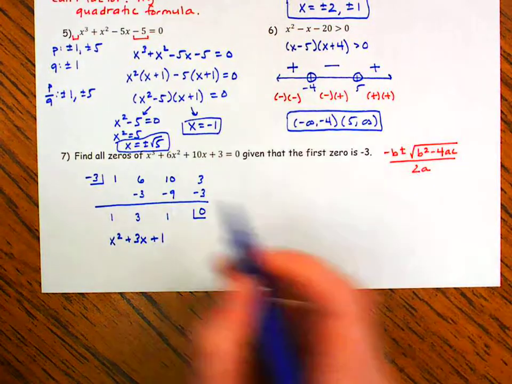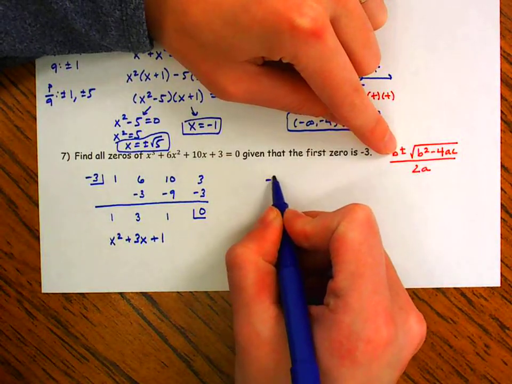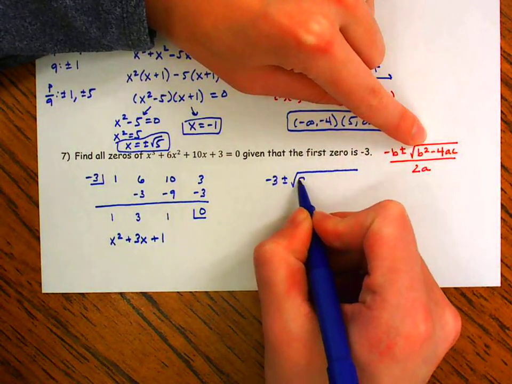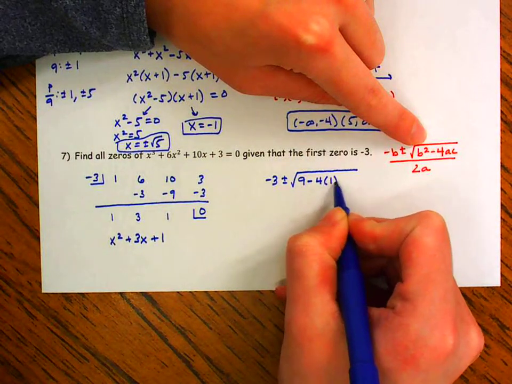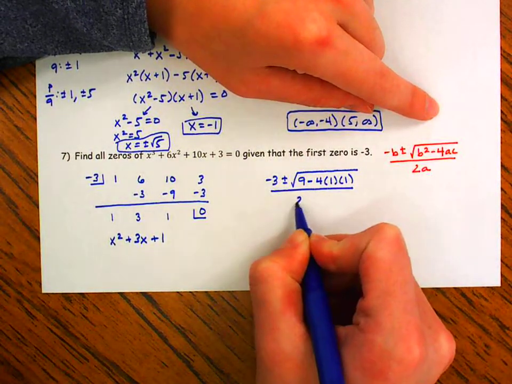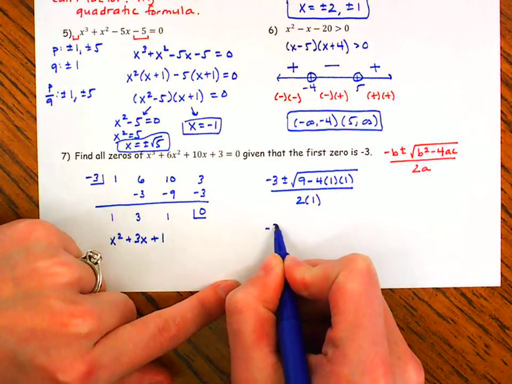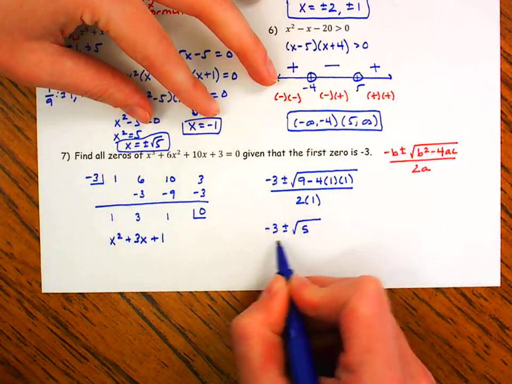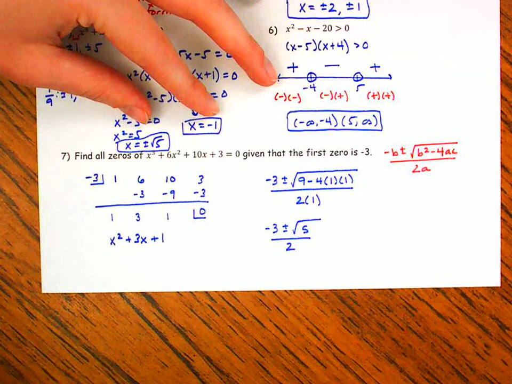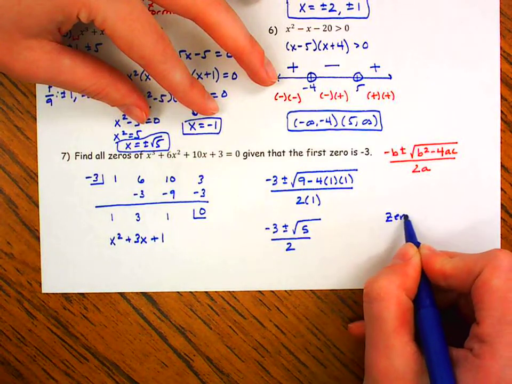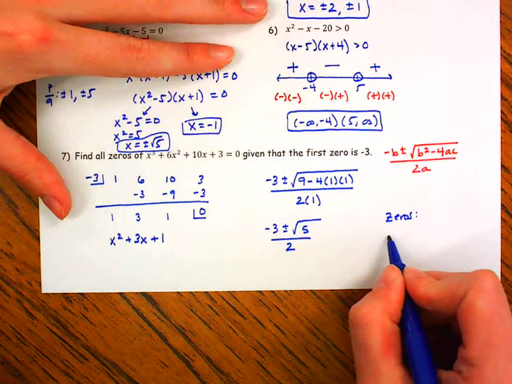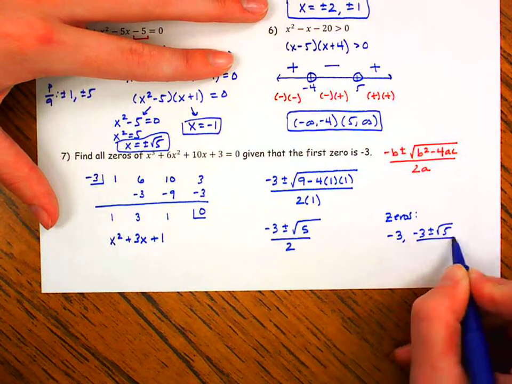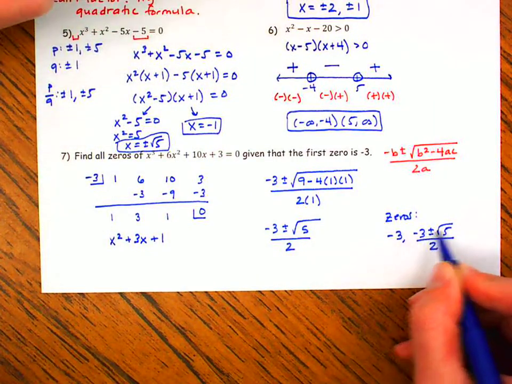So let's use that. My b term is 3, so it's going to be negative 3 plus or minus the square root of b squared, 9, minus 4 times a times c over 2 times a. So it's going to be negative 3 plus or minus the square root. That's just 9 minus 4 over 2. So my zeros are negative 3. Don't forget that one. You don't want to lose that point. And then this is 2 because it's this plus this over 2 and this minus this over 2.